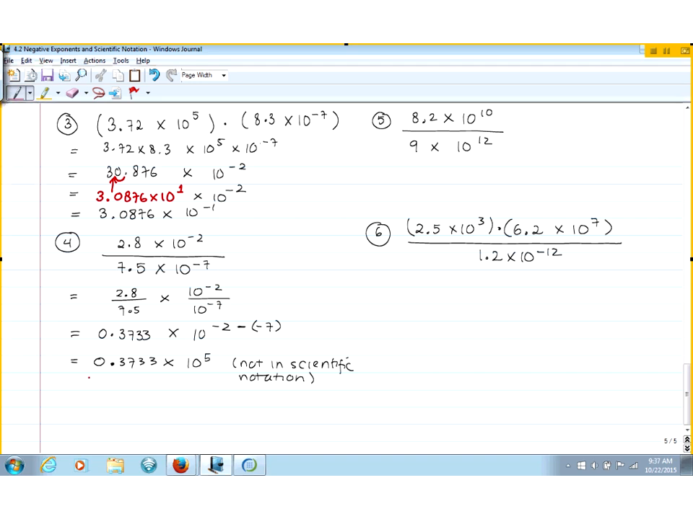Alright. Now, how do I make it between 1 and 10? Well, move the decimal to between 3 and 7. So this is 3.733 times 10 to the what? 10 to the first power? No, this is negative 1. Yeah? Yes, sir. Yes.